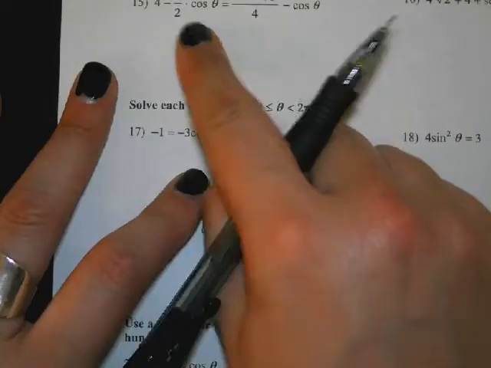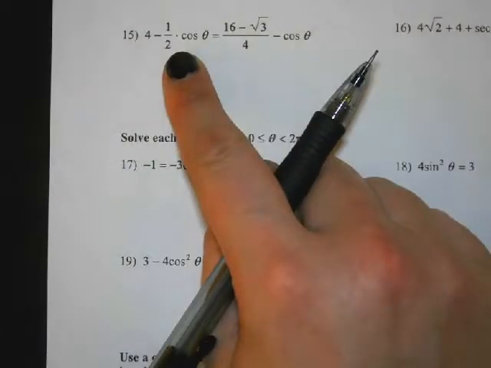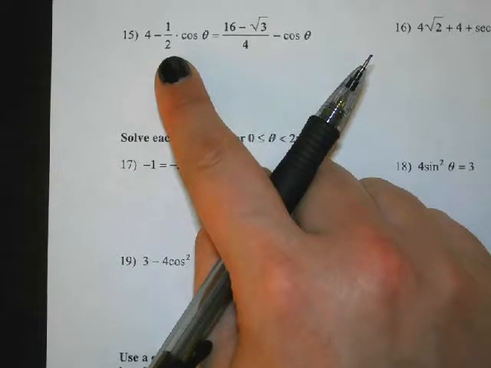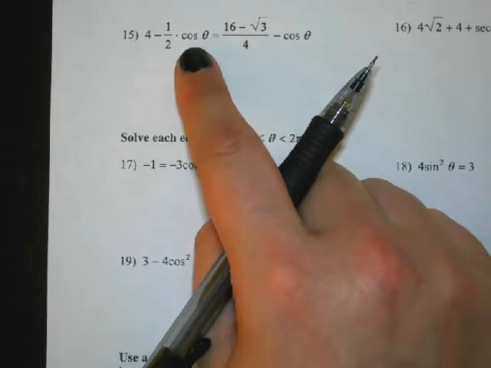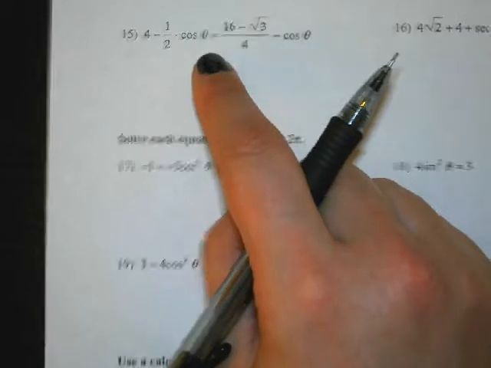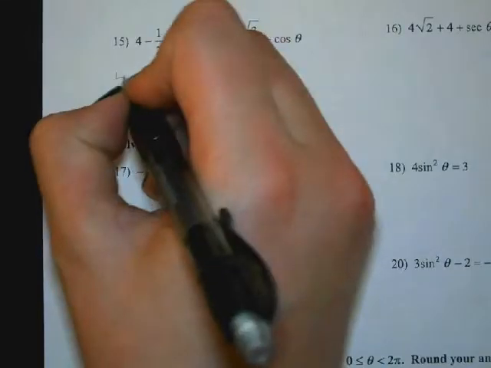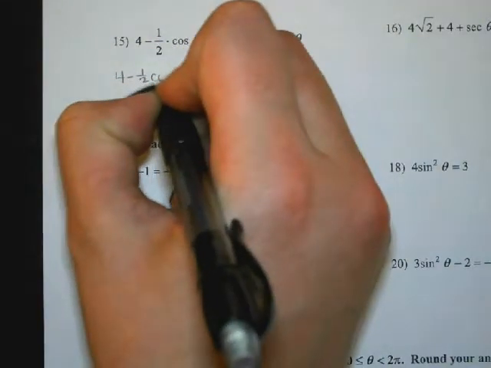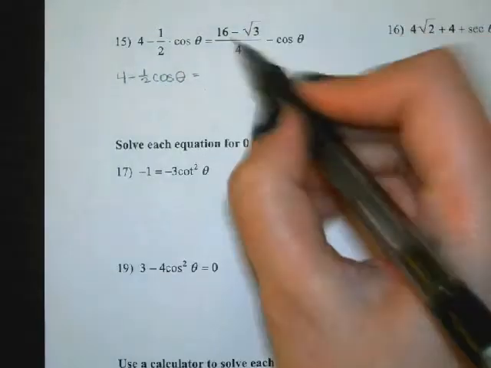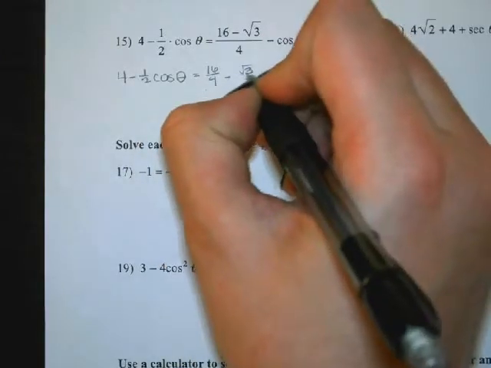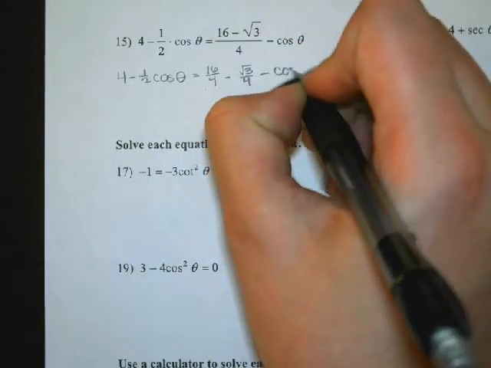Okay. So the dot right there, I think, is a little bit misleading. It's not saying -1/2 times cos. I mean, it is saying that, but that -1/2 is a coefficient. It's saying you have -1/2 of a cos. That's what it's saying, okay? But the first thing I'm going to do is deal with this nasty fraction right here. So what should I do with that? Yeah, I'm just going to separate it. So 4 minus 1/2 cos theta, that stayed the same, equals, I've got 16 over 4 minus square root of 3 over 4 minus cos theta.